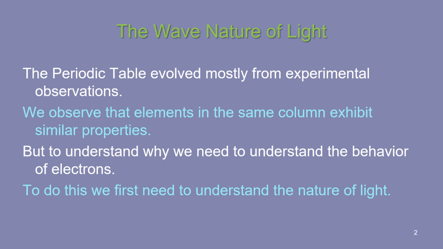So originally the periodic table just evolved because of experimental observations. People knew how different chemicals acted, and they were put together by similar properties. But there were a lot of elements missing, and so there needed to be more of an explanation about why the periodic table works. Why do elements in the same column exhibit similar properties? So before we can understand that, as I said, we need to talk about light.